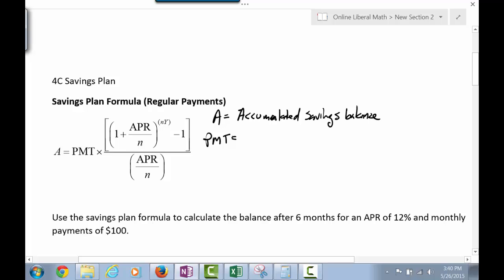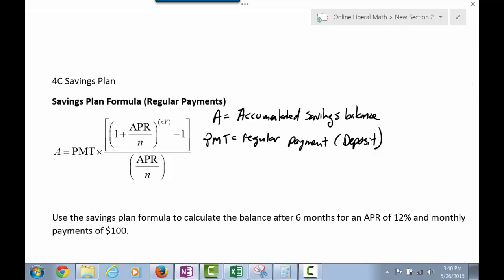PMT stands for a regular payment, or deposit. And what this means is we plan on setting aside the same amount of money each month. So say I'm going to set aside 50 bucks a month into my savings account. How much money, assuming the interest rate stays the same and I'm able to stick with the $50 a month, how much money would I have in my savings account at the end of 10 years or 20 years or something like that?